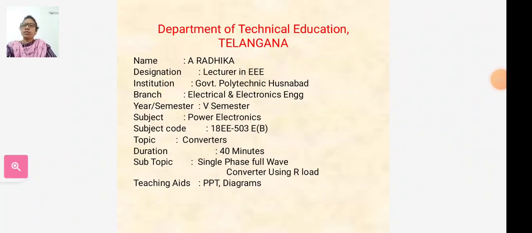This is Radhika. I am going to discuss the power electronics subject for 5th semester electrical students. Today I am going to discuss converters. Under that, I am going to discuss the single phase full wave controlled converter using R load.